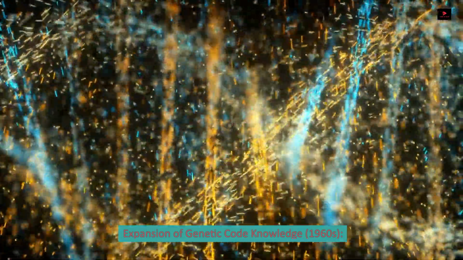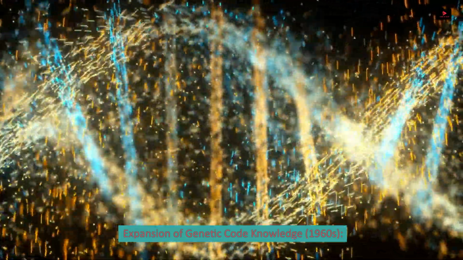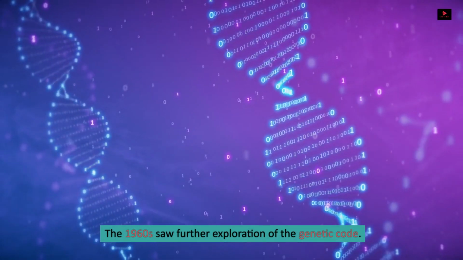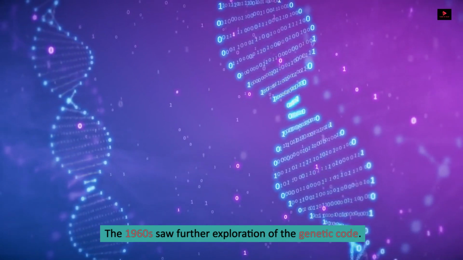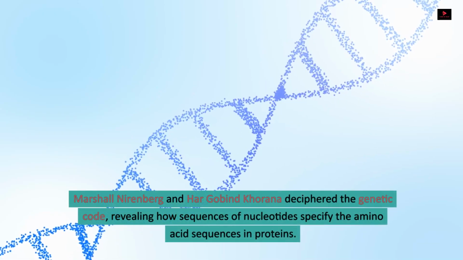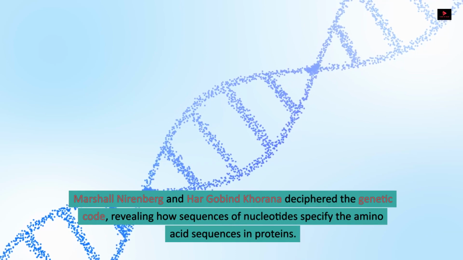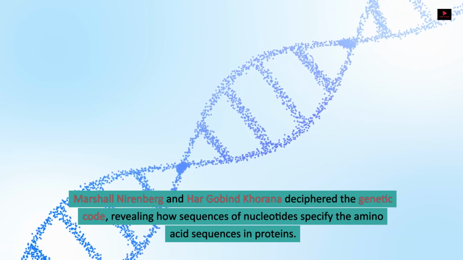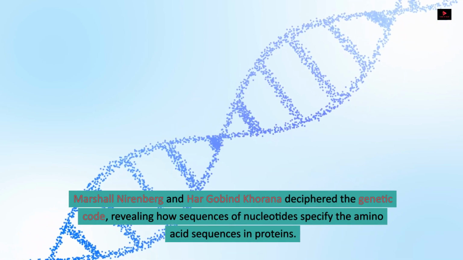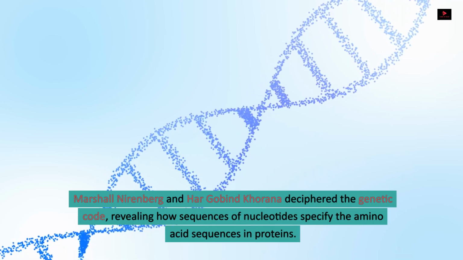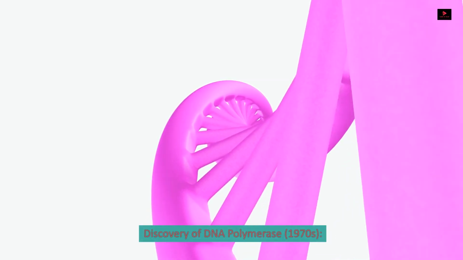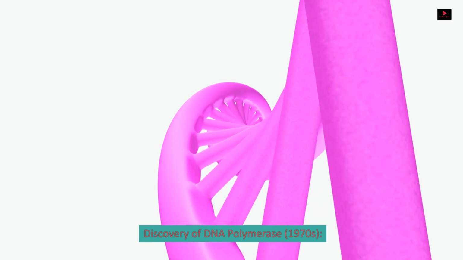Expansion of genetic code knowledge, 1960s. The 1960s saw further exploration of the genetic code. Marshall Nirenberg and Har Gobind Khorana deciphered the genetic code, revealing how sequences of nucleotides specify the amino acid sequences in proteins.